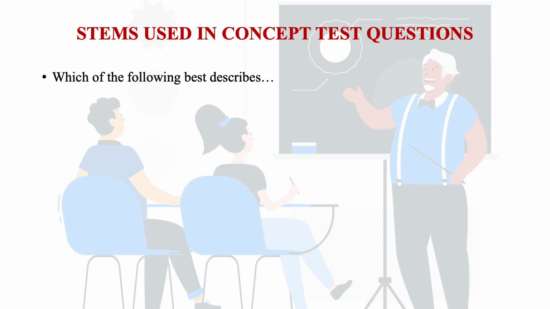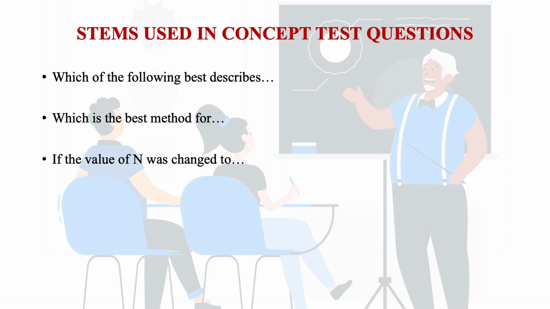We can use questions such as, which of the following best describes? So we can see that some kind of reflective thinking is taking place in this case. Secondly, which is the best method for? Next, if the value of n was changed to, then so that we will give scope for the learners to think on their own. Next, we can ask them which of the following is the best explanation for dash, so that we can give the content that we want.